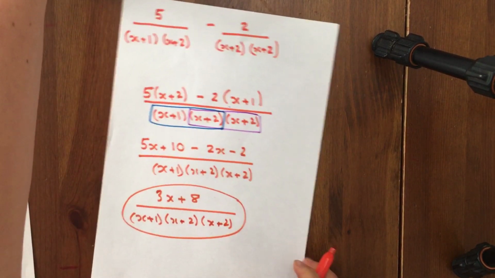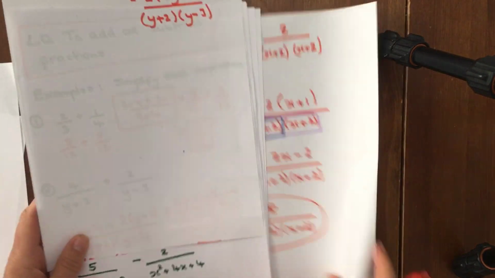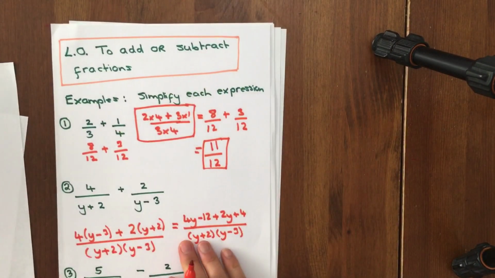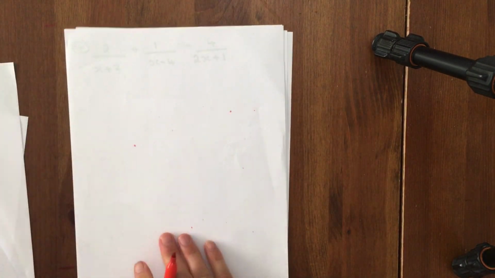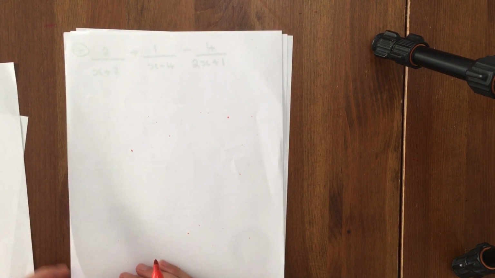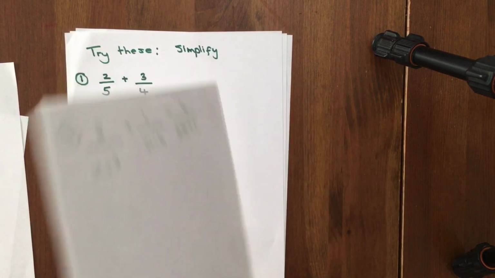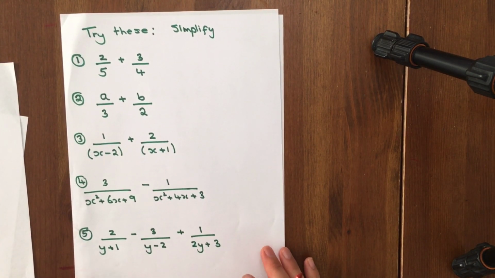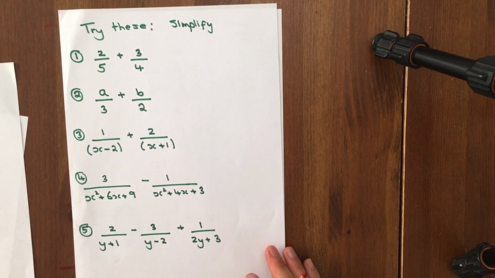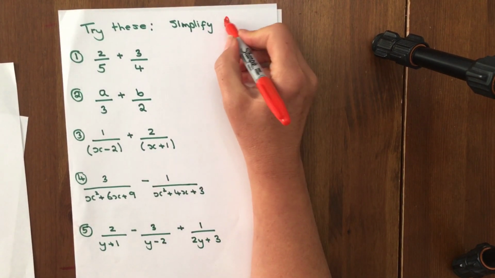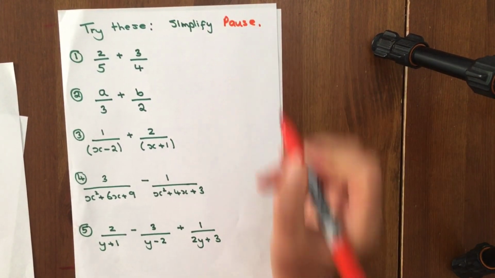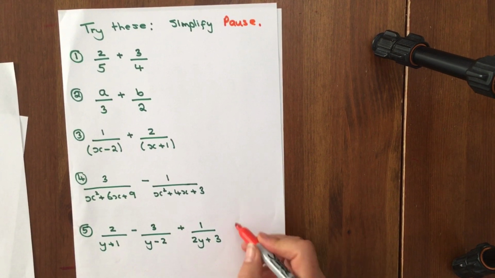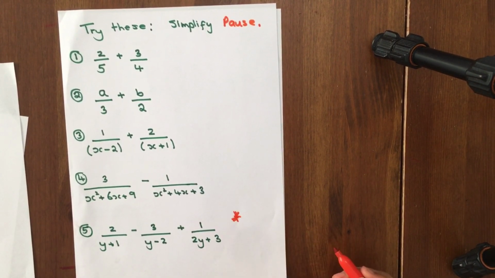Okay, so we've gone through some examples of multiplying, dividing, adding and subtracting. I would like you now to have a go at these 5 questions. Pause the video, please, and have a go at those 5 on your own. The last one is a challenge. I will go through that after you've paused the video.